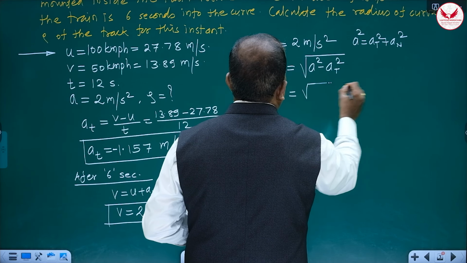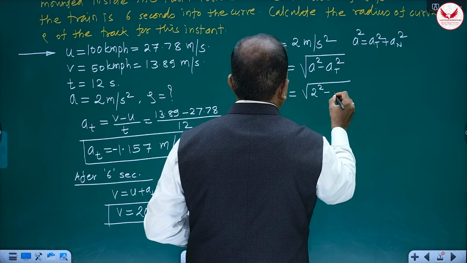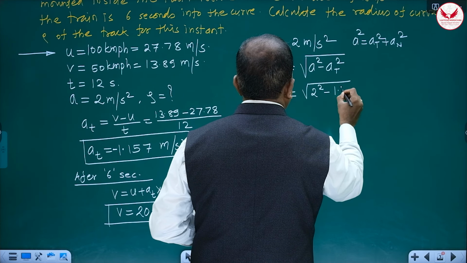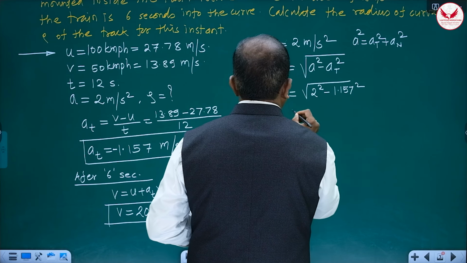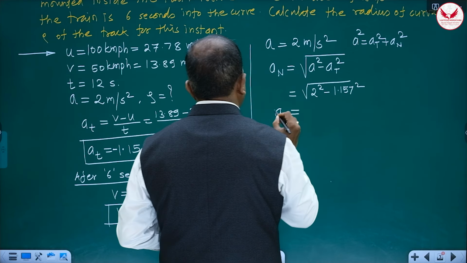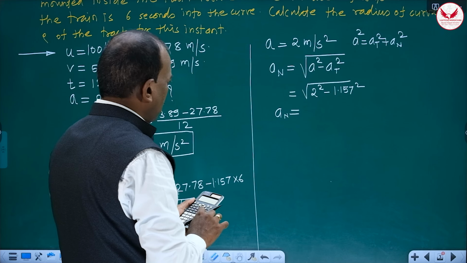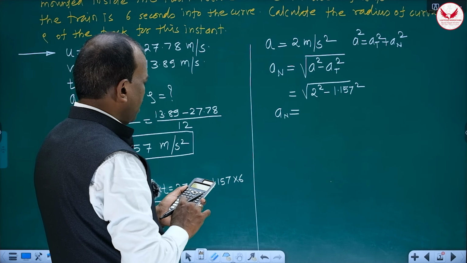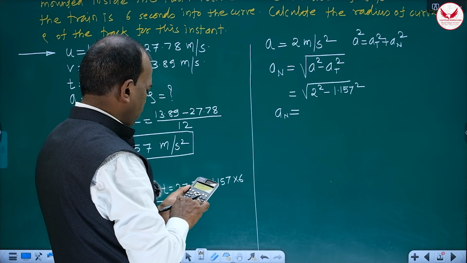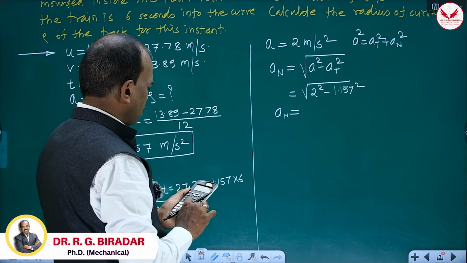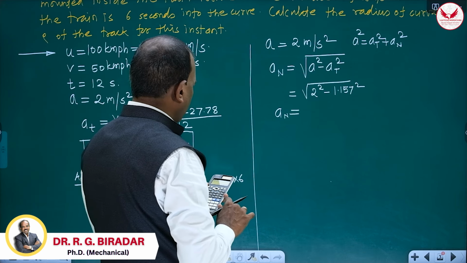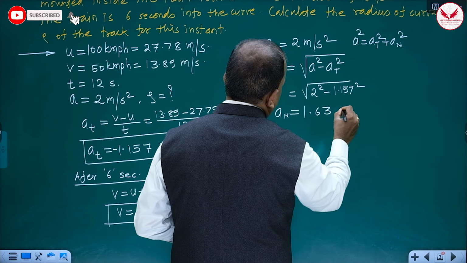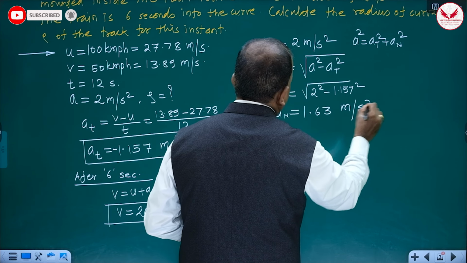So it is 2 square minus 1.157 square, it is the magnitude only. So it is An. 2 square minus 1.157 square is going to be 1.63. An is 1.63 meters per second square.